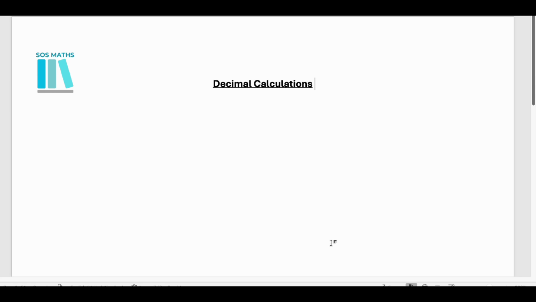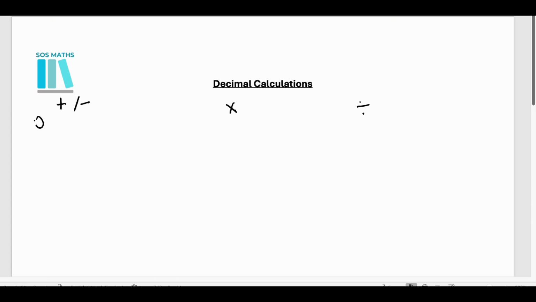In this first video we will be looking at decimals, specifically calculations to do with decimals. This is generally found on Key Stage 3, but it appears in the exams at GCSE. So we will be looking at addition or subtraction, as well as multiplication and division. Addition and subtraction are the easiest.